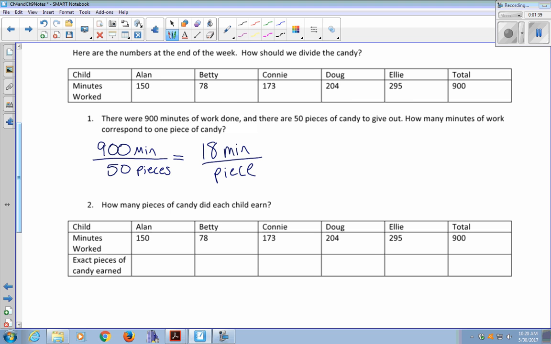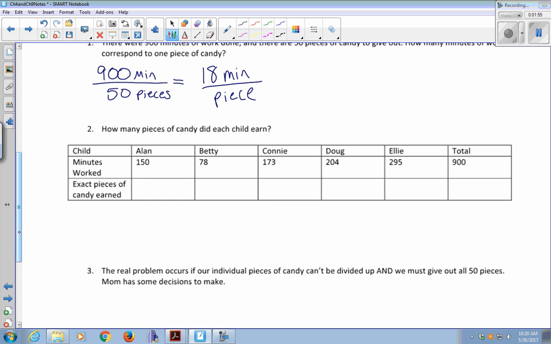All right, how many pieces of candy did each child earn? Well, we have to figure out how many sets of 18 minutes did they work. So Alan worked 150 minutes, so I'm going to take 150 and divide by 18, which gives me 8.3 repeating. So I did 150 divided by 18 to get the 8.3. He worked 150 minutes. Every 18 minutes that you work earns you a piece of candy, so he earned 8.3 pieces of candy.